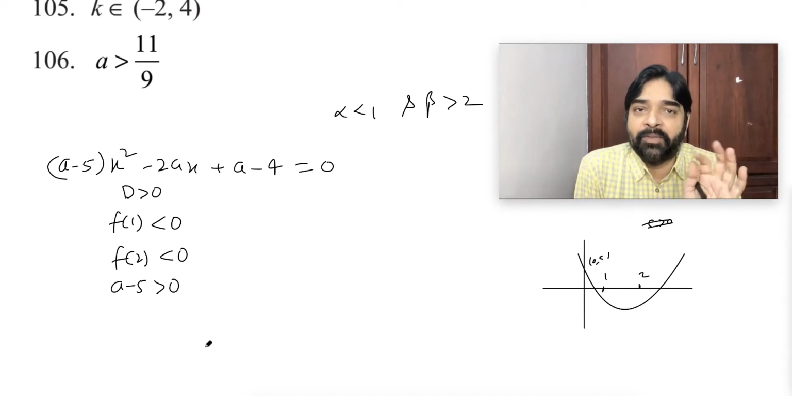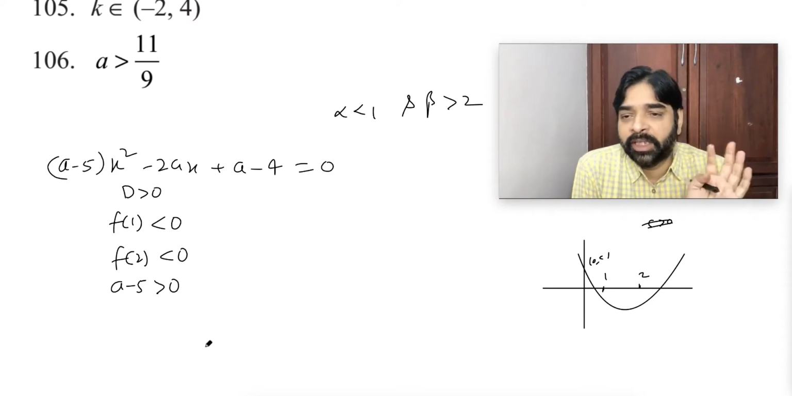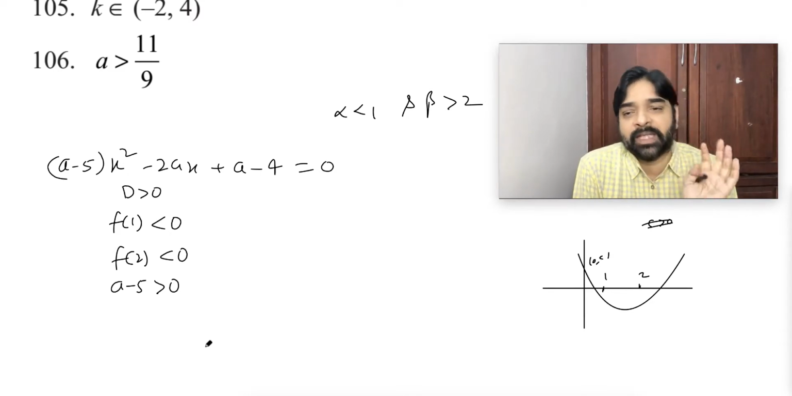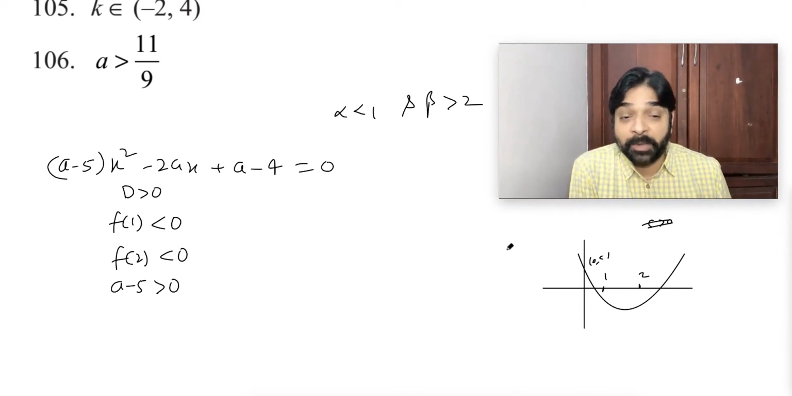Bhai, f of 1 will be less than 0, means 1 will be between roots. What I want, 1 and 2 both should be inside the roots. So this condition will be there or not? F of 1 must be less than 0, f of 2 must be less than 0, a minus 5 greater than 0. Other possibility can happen what?